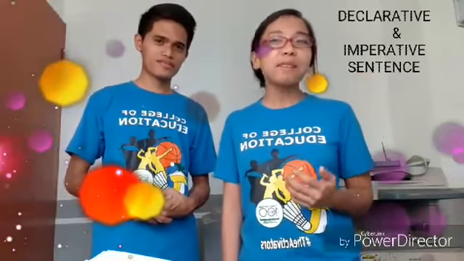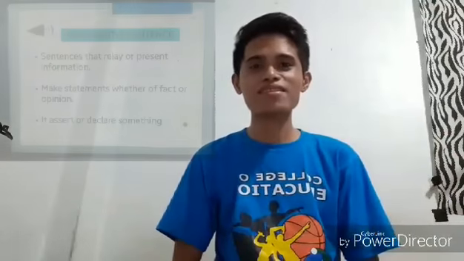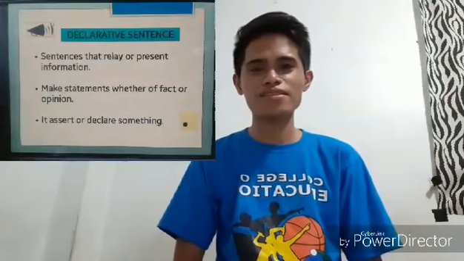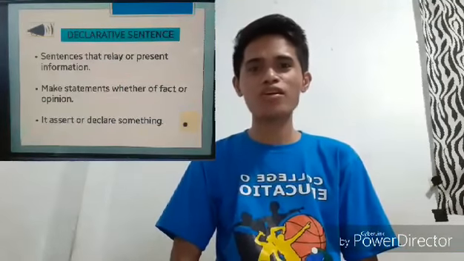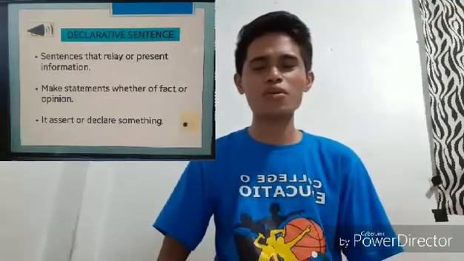In the first part of this video, I will be discussing the declarative and the imperative types of sentences. Whereas in the second part of this video, I will be discussing the exclamatory sentence and the interrogative sentences. So the first type of sentence is the declarative sentence. These are sentences that relay or present information, or make a statement of facts or opinion.